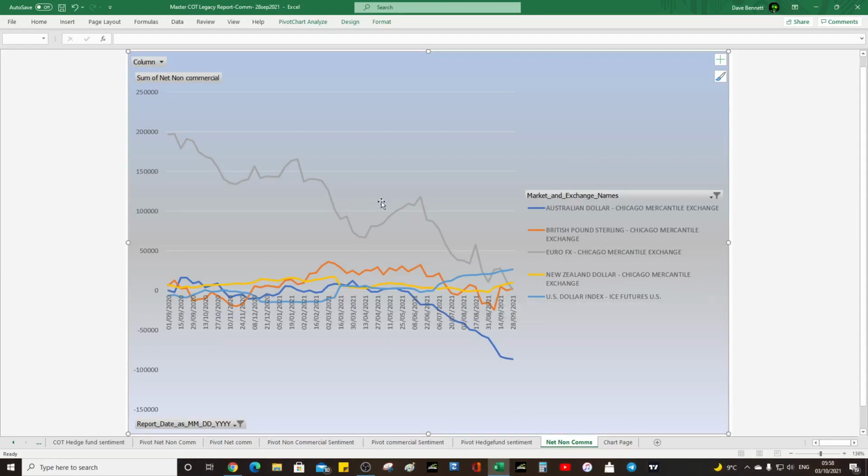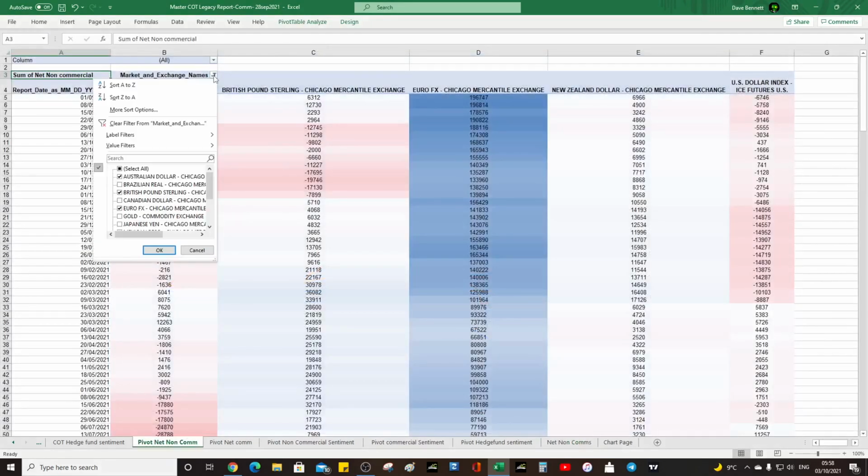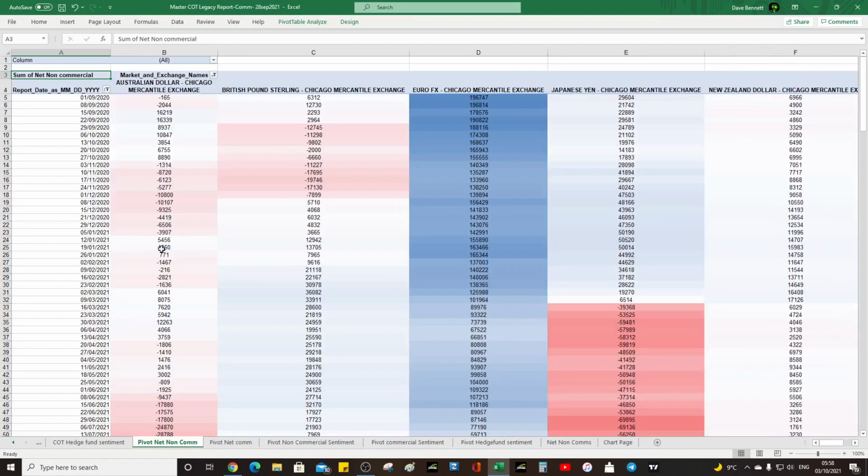It doesn't necessarily have to be a long video, just to get a bird's eye view of what's going on with the net non-coms. This is the banks, institutions, and that's the dollar. So I'm going to show you yen against these. Okay, so net non-coms come up, yen. Okay, so chart page.